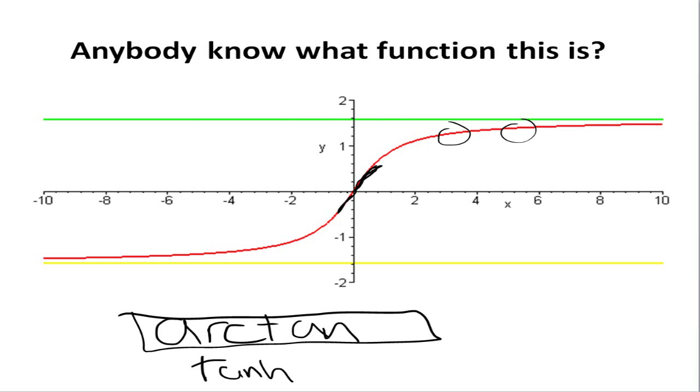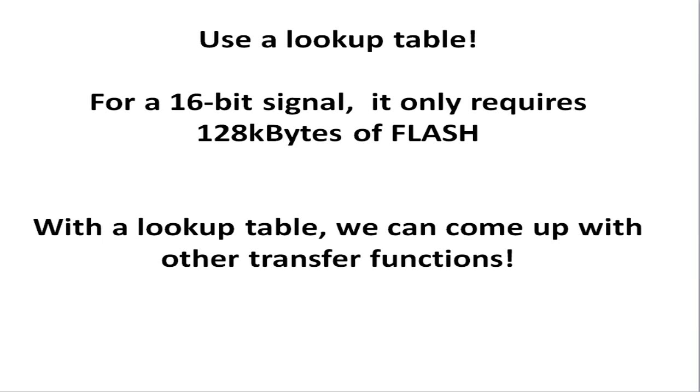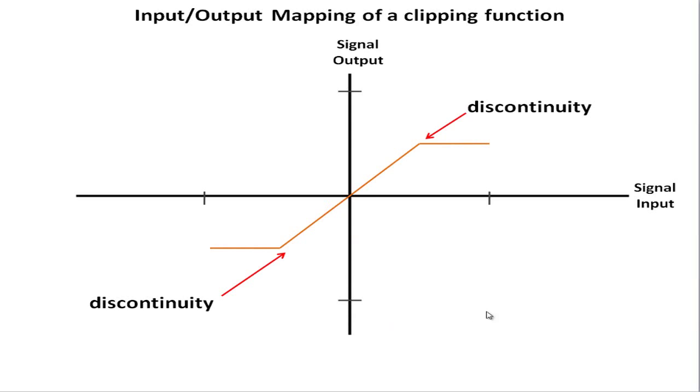The next question is, how do we calculate arctan x in an embedded controller? I get lots of answers. They say, use a power series, or some sort of other polynomial-based approximation. But my answer is that's kind of dumb. You don't calculate it. Use a lookup table. Depending on the lookup table and how big you want it, that will control how much resolution you have. Because if you think about it, an input-output function is a lookup table. For every input you have on your x, you have some mapping to the output.